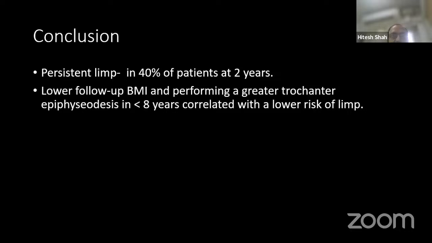However, we can conclude that 50% had a limp at 2 years, and lower BMI and GT epiphysiodesis were protective. So we can explain to the parents that a mild limp is there at 2 years and GT epiphysiodesis is useful. How can we use this paper in practice? If we want to avoid the limp at 2 years after Perthes disease, always do the greater trochanteric epiphysiodesis in younger patients. In older patients it is not protective, but the ATD will be better. And if the child is obese, it will be associated with the limp.